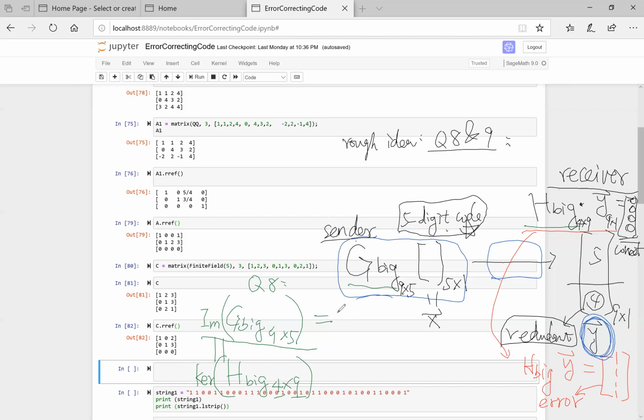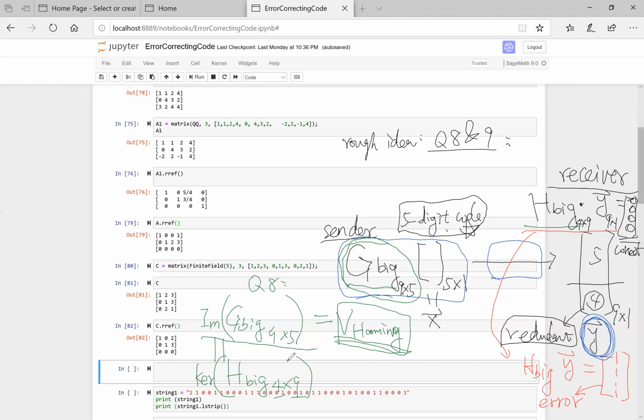So in our practice, image of G big should be the same as Hamming. I guess this is true for any kind of encoding process, because we are always going to make a matrix as a generating matrix. So our space of Hamming code is always going to live in the image of a matrix. Okay, so that's how you construct the H big.